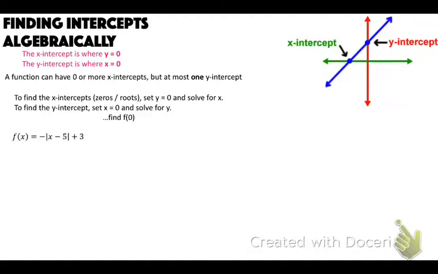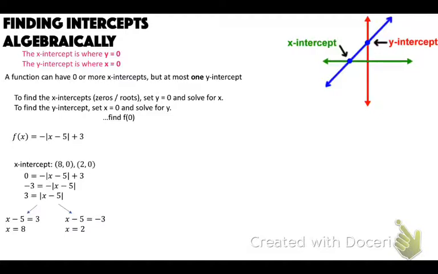So if we're given this function right here, f of x equals negative absolute value of x minus 5, plus 3. Let's find the x-intercept first, so that's where we set y equal to 0, and y is the same as f of x in this case. Then we're just solving this, so I'm going to subtract that 3 over and divide by negative 1, so I have 3 equals the absolute value of x minus 5. That's where we get the two cases. The first one we get x equals 8, and this one we get x equals 2. So we have x-intercepts at (8, 0) and at (2, 0).